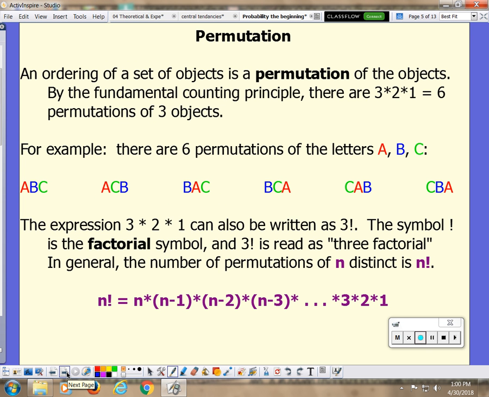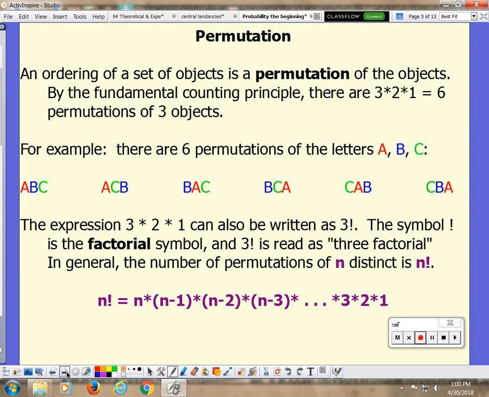Let's talk about permutations. An ordering of a set of objects is a permutation of the objects. By the fundamental counting principle, there are 3 times 2 times 1 equals 6 permutations of 3 objects. In other words, I have the letters A, B, and C, which is 3 letters. How many different ways can I order that? Well, I can order those 3 different letters 6 different ways, and you can see that I've done that for you.